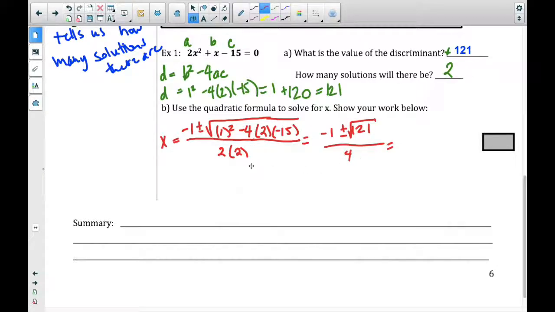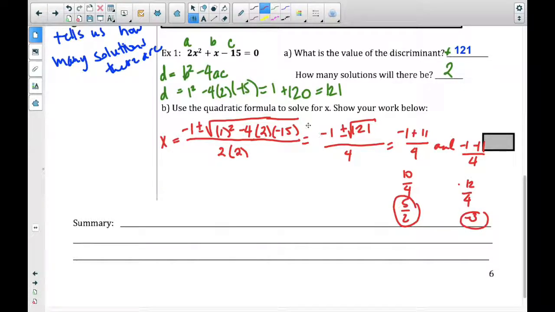And you can do it on your calculator. You can do this whole thing starting from ground zero on your calculator. Or what I'm doing is I'm doing it kind of in my head along the way. Either way is fine. So if you're doing it this way, square root of 121 is 11. So I have a negative 1 plus 11 all over 4. And I also have a negative 1 minus 11 all over 4. And so now I put both of those into my calculator. This is 10 over 4, which is 5 halves. And this one is negative 12 over 4, which is negative 3.